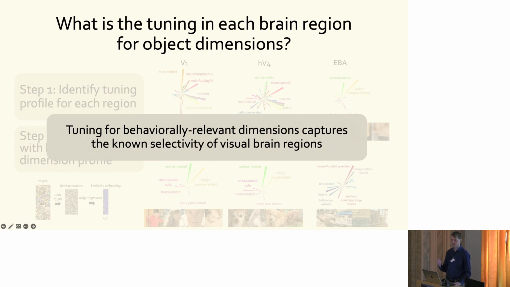And I think it's something we should think about a little bit more, because everything that we did is we put in these dimensions here. We didn't put in specific types of feature models or anything. This is literally only based on these behaviorally relevant dimensions, and still we can recover the known selectivities in these individual regions.